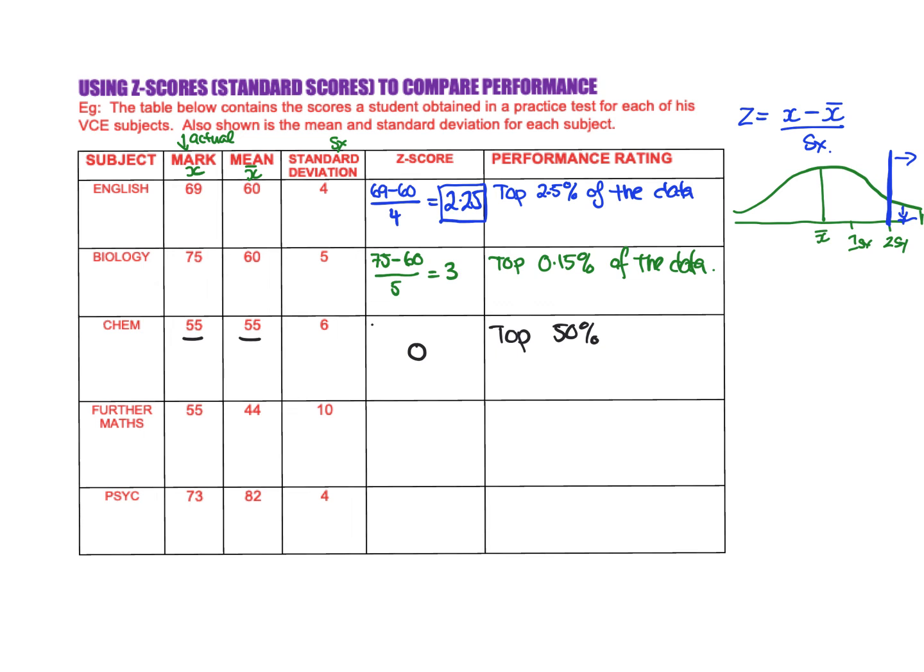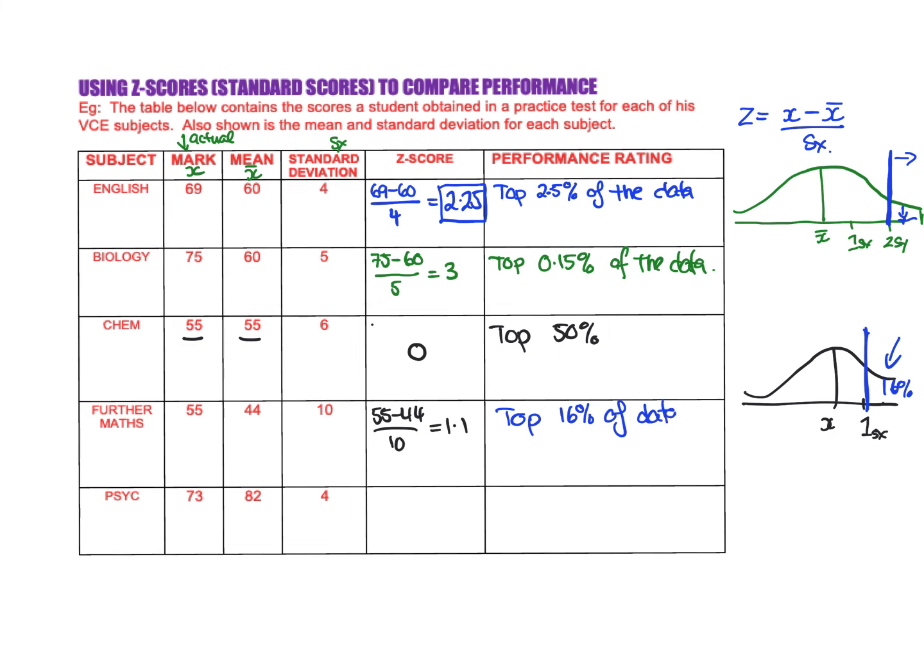So then we've got further. And then further was 55 minus 44 divided by 10. So it's got 1.1. So if we drew the thing, he's higher than 1, so we'll just go with that pocket. So what was the pocket if you were just above 1, that higher pocket? How much percentage was that when we had 1? 16, excellent, that was right. 16, so we're going to say they're in the top 16% of data or whatever.